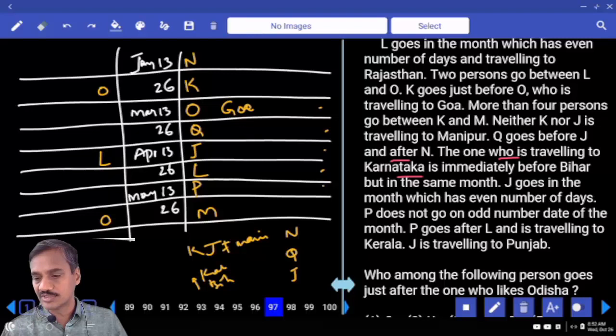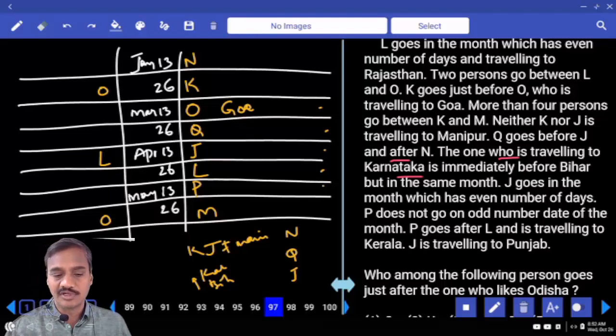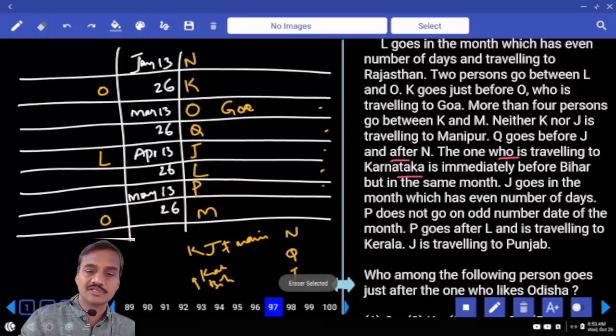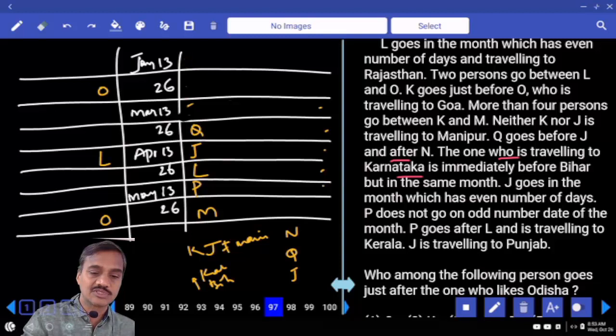And J goes in the month which has even number days. P does not go on an odd number date of the month. Here P is going in the odd number month. Hence this case is completely ruled out. Is that fine? Hence we are left with only 2 possibilities in the second case. That means L must be in the month of April and that too on the 13th of April.